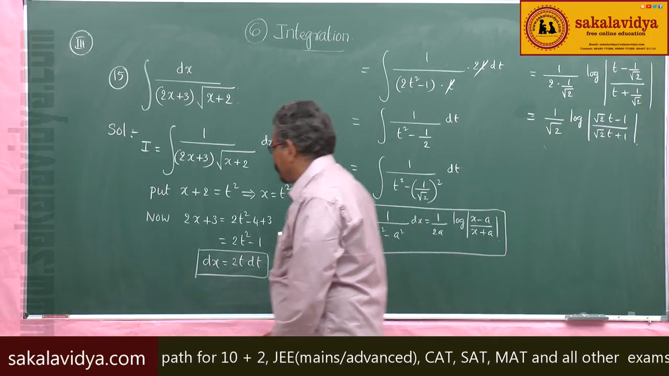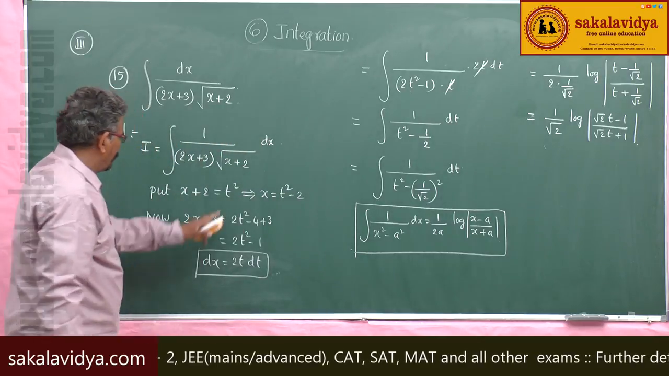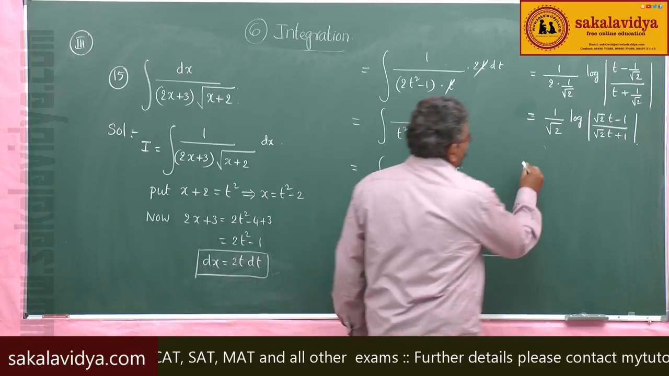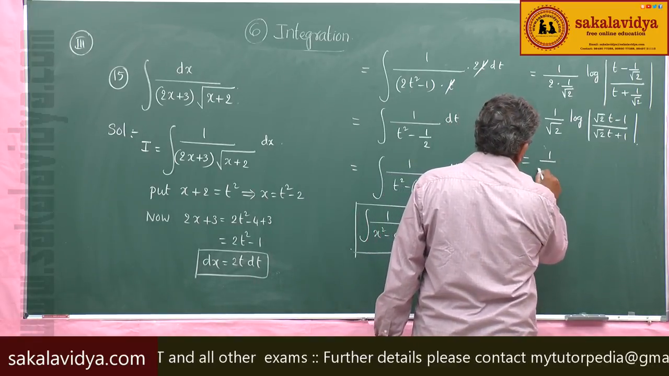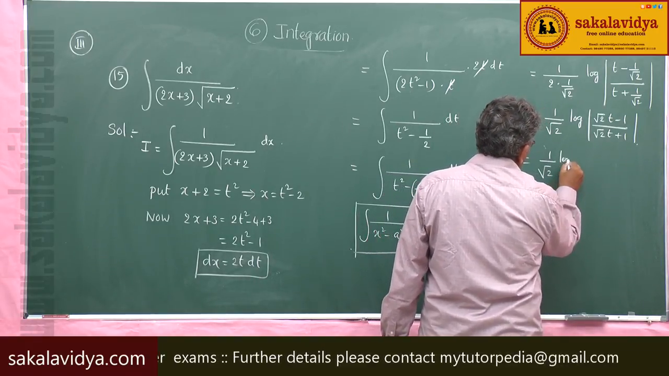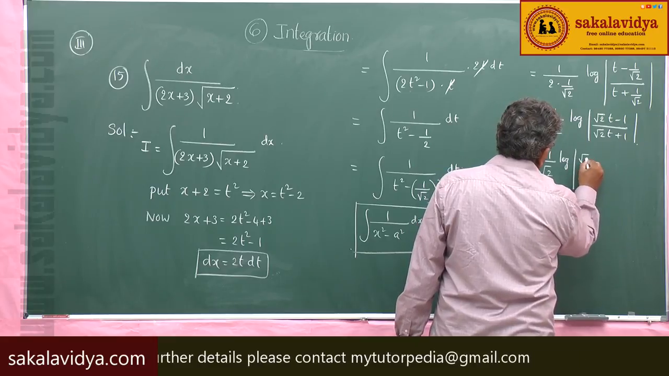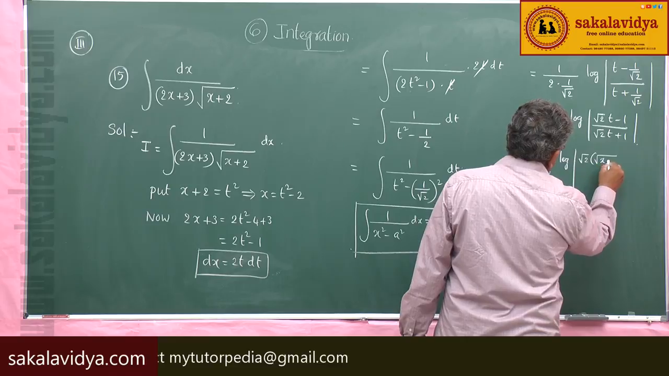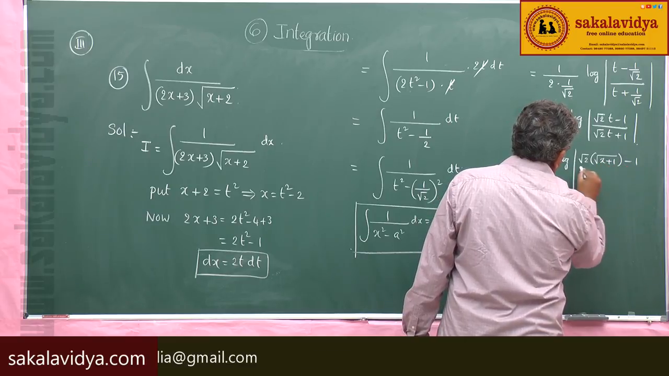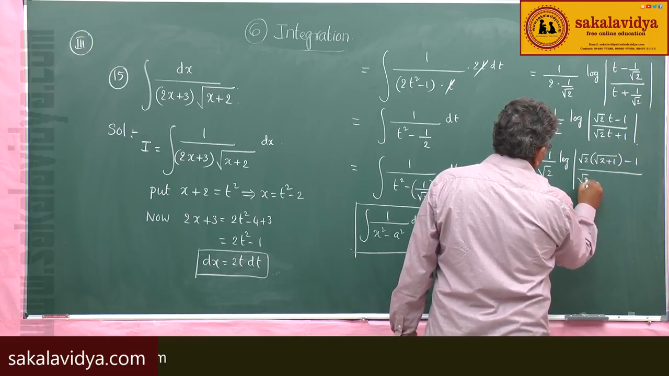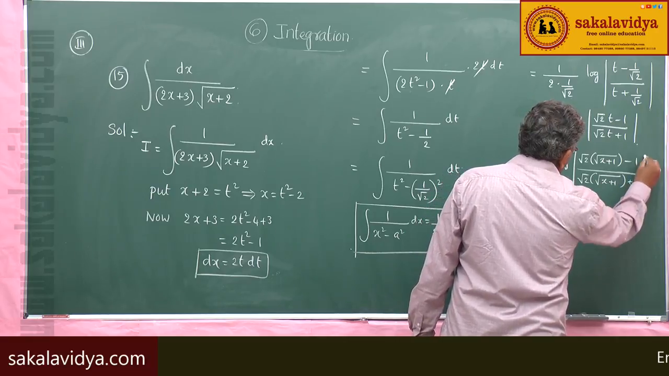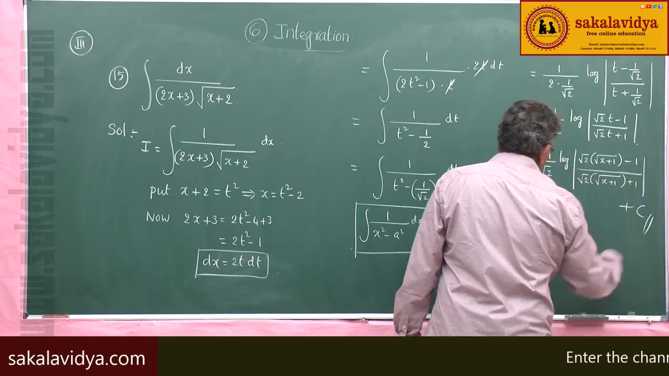What does t stand for? t stands for root of x plus 2. So this is 1 by root 2 log mod (root 2 root of (x plus 2) minus 1) by (root 2 times root of (x plus 2) plus 1) plus constant of integration.